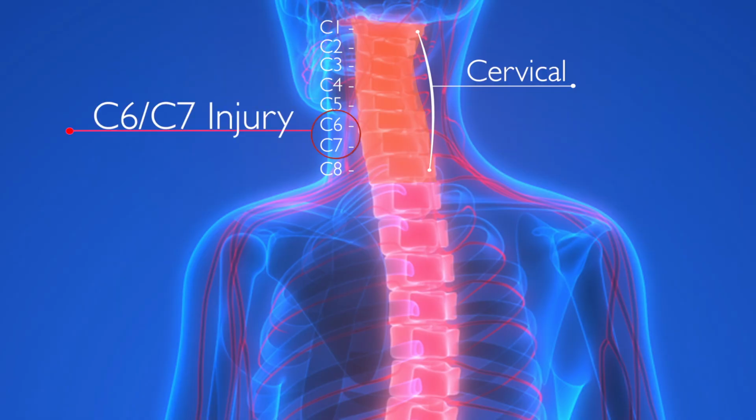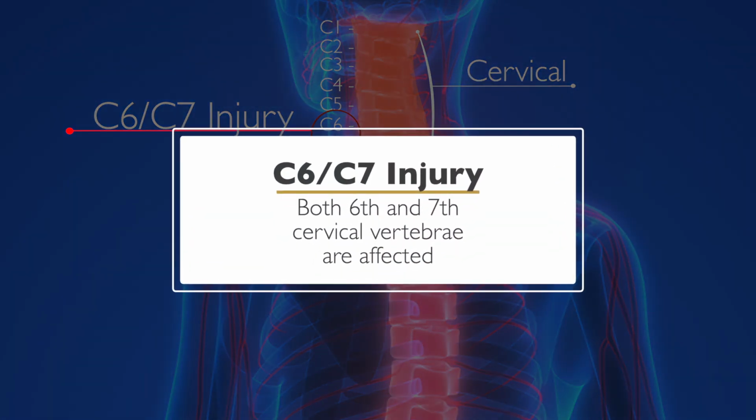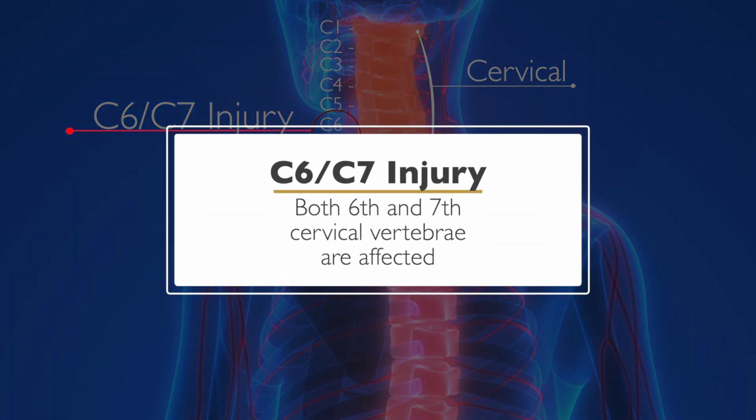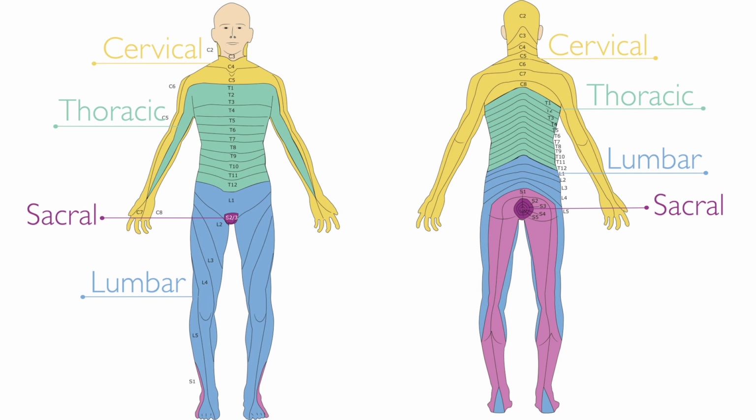If more than one vertebra is affected, they are all included. For example, a C6, C7 injury means that both the 6th and 7th vertebrae of the cervical section were affected. The following image shows the vertebrae in the spinal column and which parts of the body are affected by an injury in those areas.